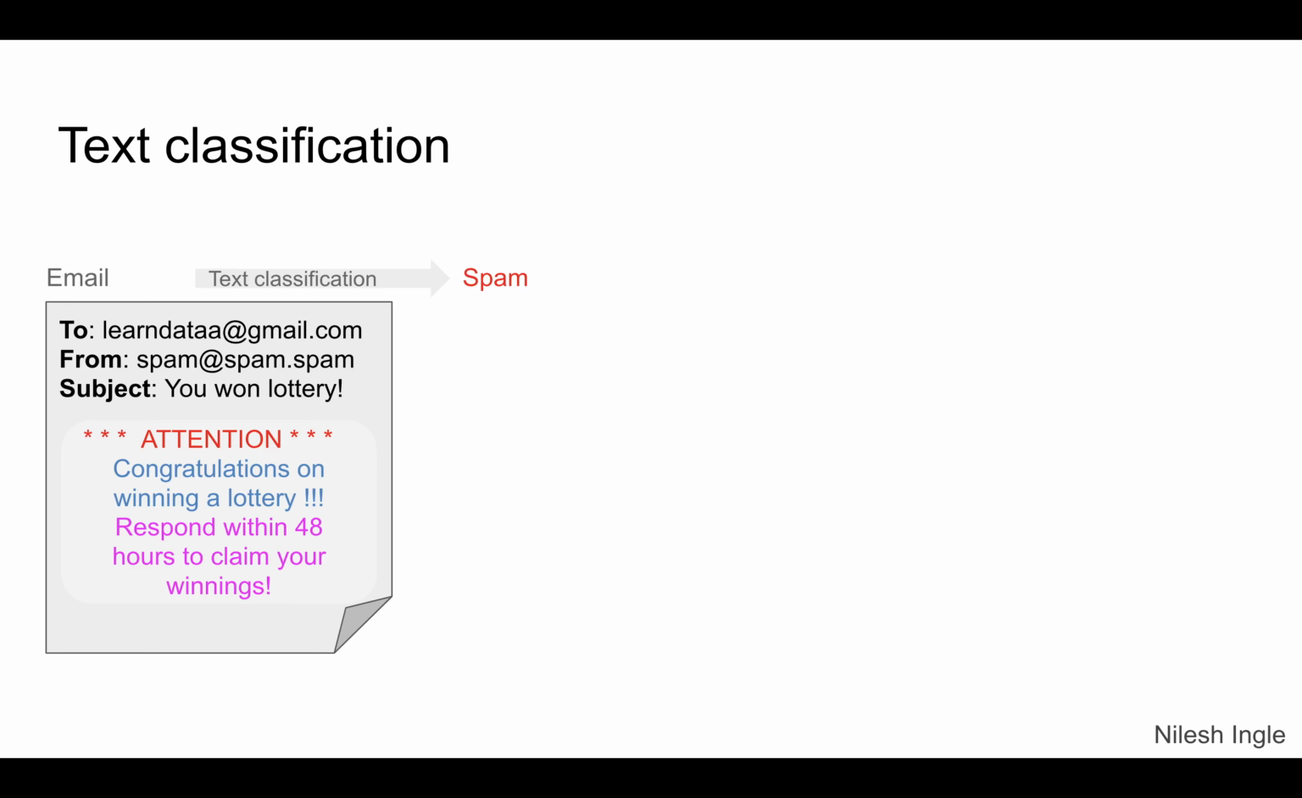SGD is also used in text classification, and here is an example of text classification where we are trying to classify emails based on the text within each of those emails. Here, one example is from spam at spam. I just made that up. And this is the email which says, attention, congratulations, you have won the lottery, respond within 48 hours, etc. And that is classified as spam.